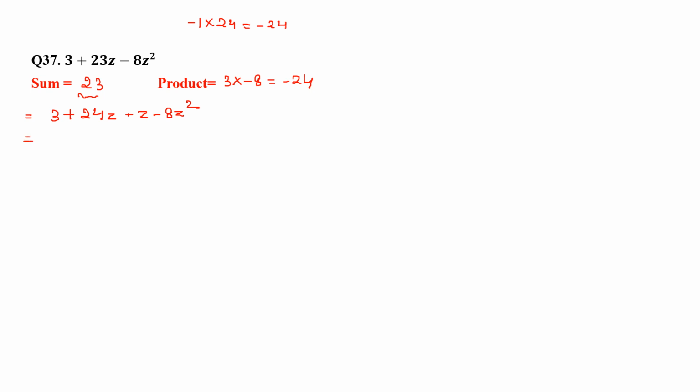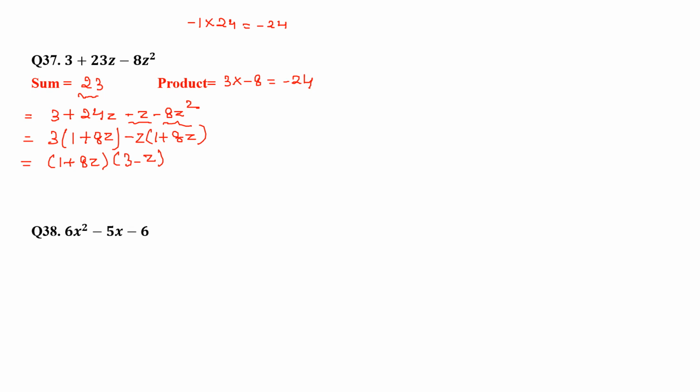Both are fine. Now from the first two terms, 3 and 24z, I can take 3 common, so I will be left with 1 plus 8z. From the last two terms, I can take minus z common, so I will be left with 1 plus 8z. You can check: minus z into 1 is minus z and minus z into 8z is minus 8z square. Now in both terms 1 plus 8z is present, so I can take that common. Taking 1 plus 8z common, I will be left with 3 minus z. So this is the factorization.